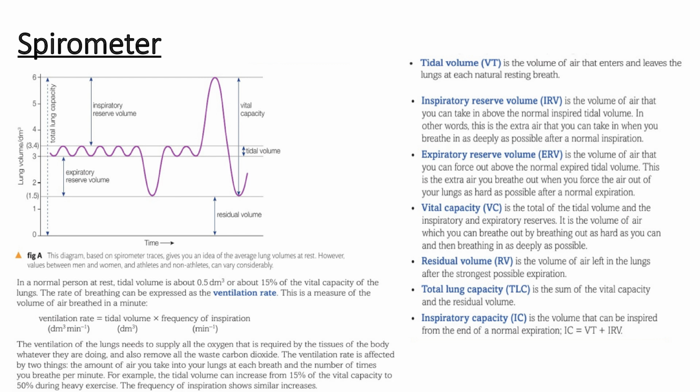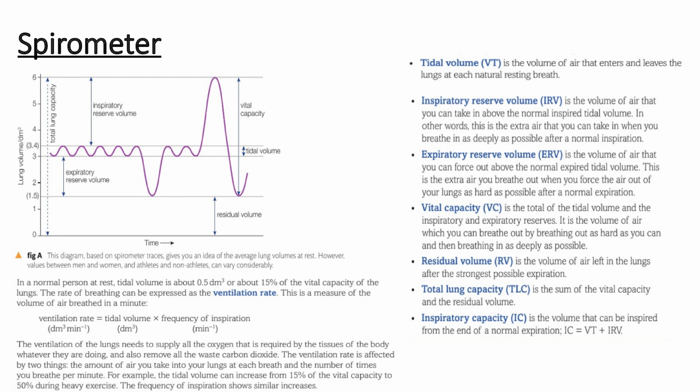What is the expiratory reserve volume? It's quite the opposite of the previous one. It is the volume of air that you can force out above the normal expired tidal volume. If we are breathing in at a natural resting breath, we are also breathing out at a natural resting breath. So expiratory reserve volume is the volume of air that we breathe out more than the natural exhaling breath. This is the extra air you breathe out when you force the air out of your lungs as hard as possible after a normal expiration.